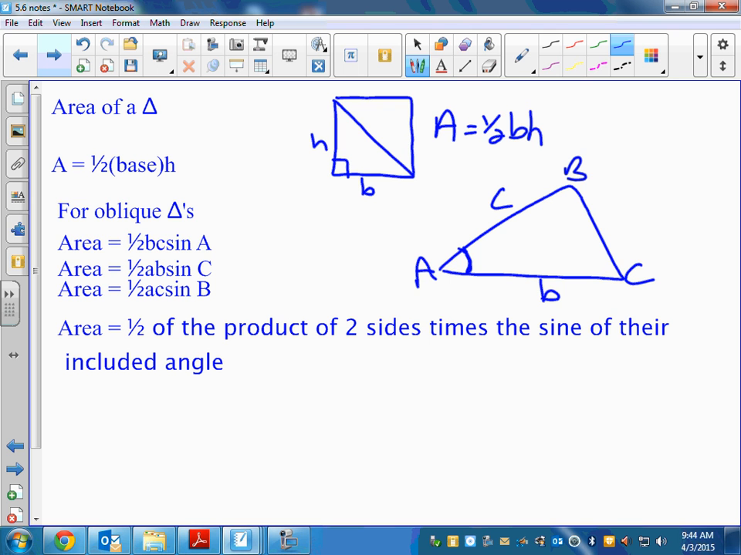Ready? Every year on the test, I give one of these questions, and people forget the formula, and they just draw the height in, right? Because if you didn't know this formula, you'd have to draw the height in, and if you knew an angle and you knew a side, then you could just do trig and figure out the height. Does that make sense?